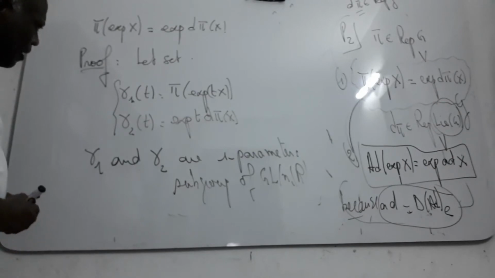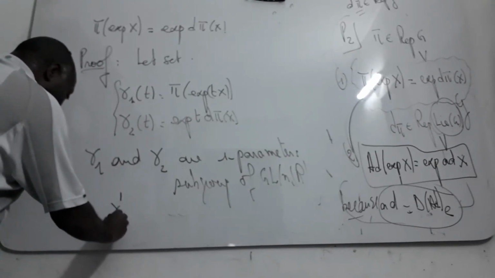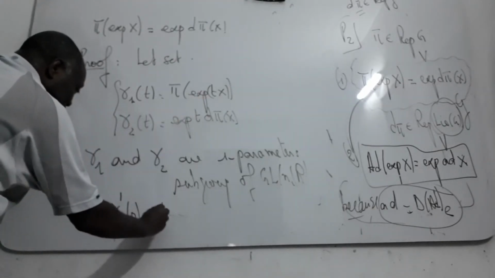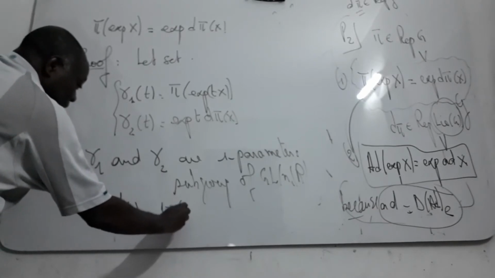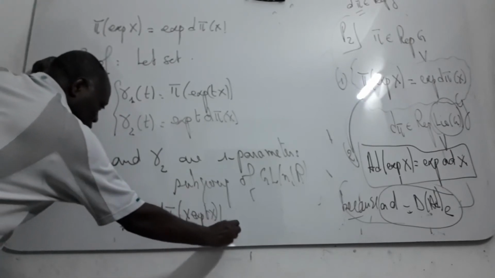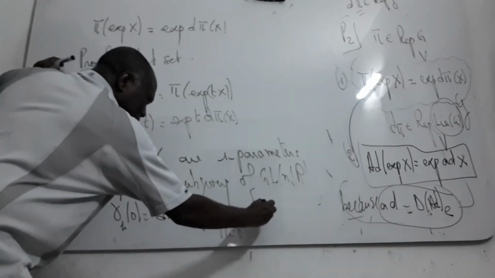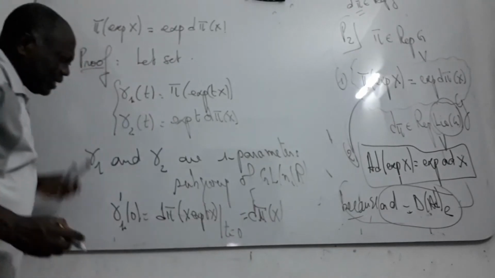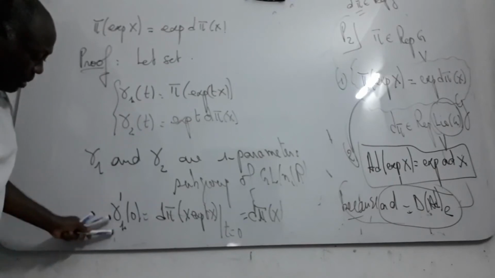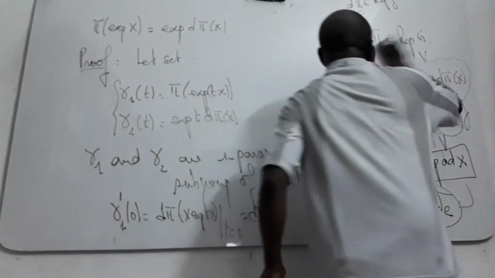And then if you compute gamma prime 1 of 0, this kind of derivative is d pi of x, the exponential of tx, when t tends to 0, which is exactly equal to the derived representation of x. When t tends to 0, you have exactly this, the derivative of gamma at 0. And you do the same for gamma 2.